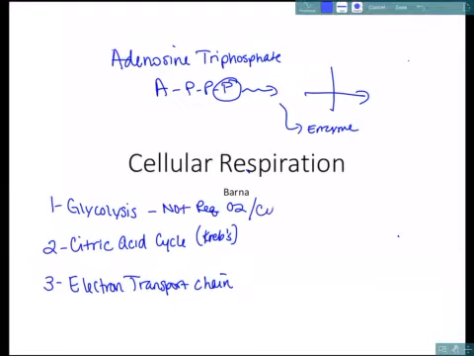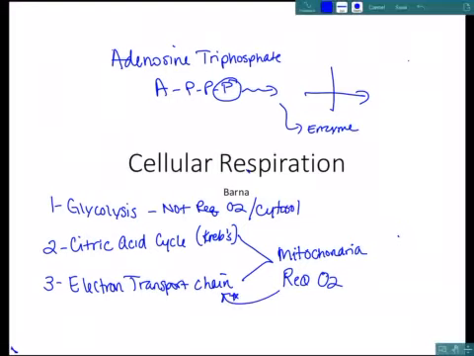oxygen, and it occurs in the fluid portion of the cell known as the cytosol. The citric acid cycle and the electron transport chain, this occurs in an organelle called the mitochondria, which they also call the powerhouse of the cell. It's a very important organelle that's used to make ATP. We're going to show you how it does that. And we do require oxygen for these steps. It's specifically for this one, for the electron transport chain.